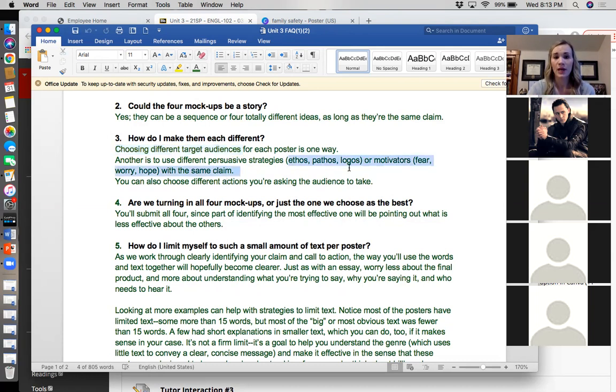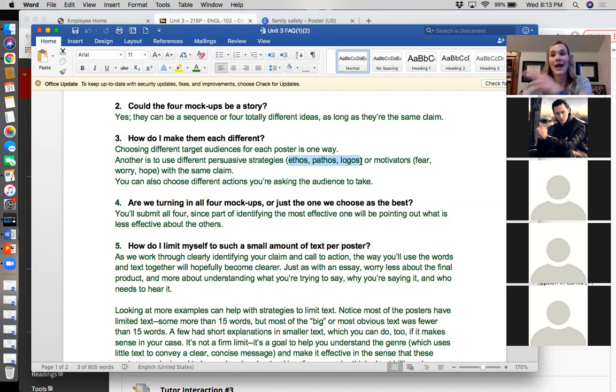You could use different persuasive strategies like ethos, pathos, logos, or different motivators like fear, worry, or hope. I saw a lot of people taking the darker route, like, oh, I want to use black and white imagery and show the struggle. Okay, yeah, you can do that. And you can also make a second PSA that does the exact opposite of that, like shows what could happen when the solution comes into play, right?